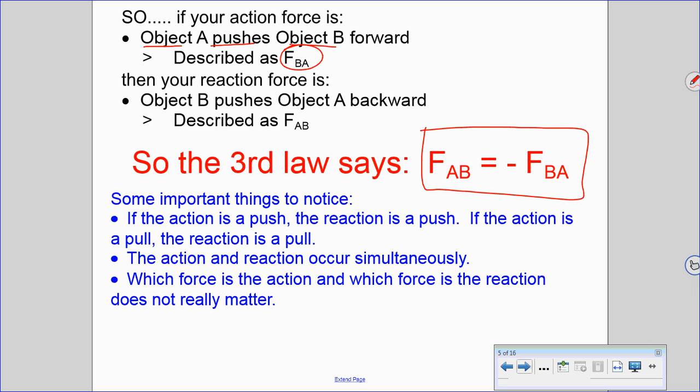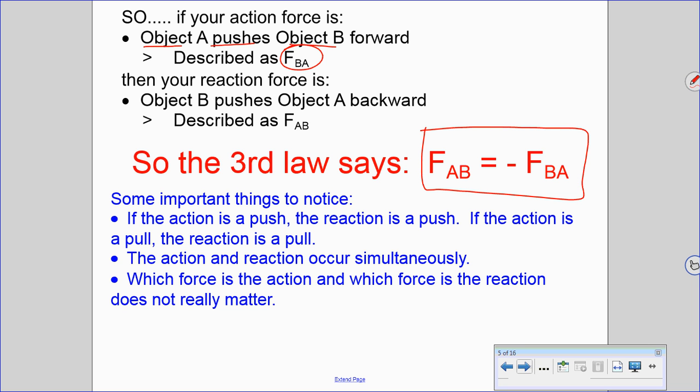Good? All right, now, important things to be aware of. If the action is a push, so is the reaction. If I push the desk, then the desk pushes me. Similarly, if I pull, the desk pulls me, right? Cool? Next, the action and reaction occur simultaneously. It's not like cause and effect. It's not like I push Patrick and then he punches me. They occur simultaneously.